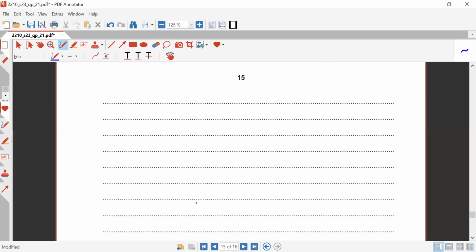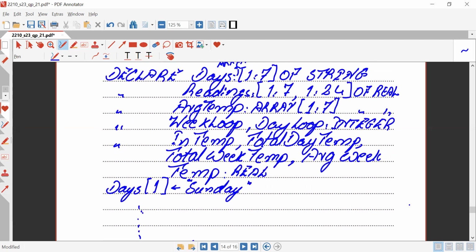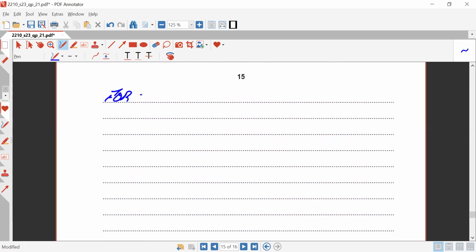Okay, once we are done till here, now we need to input the temperatures for the day. But do remember that it will be a nested loop over here, because each temperature is for one day and then it will be for the week as well. So the outer loop will be for the week and the inner loop will be for the days. So for the outer loop, we have taken week loop for the week and day loop for the days.